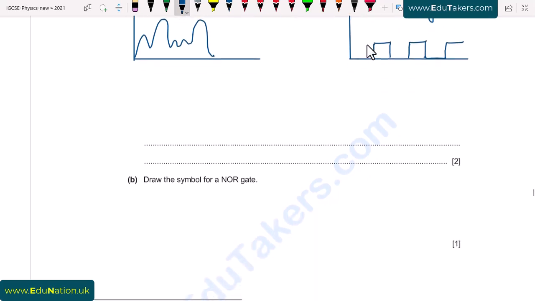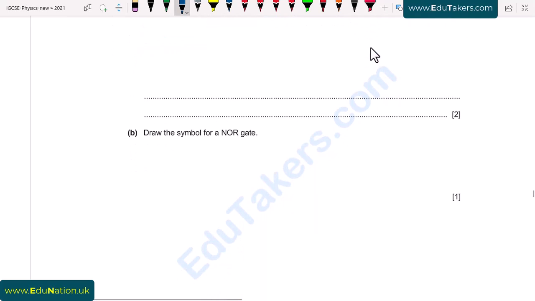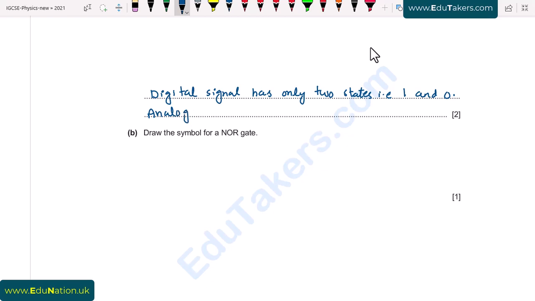I write here: digital signal have only two states, that is 1 and 0, while analog signal can have any value. This signal has no fixed value.